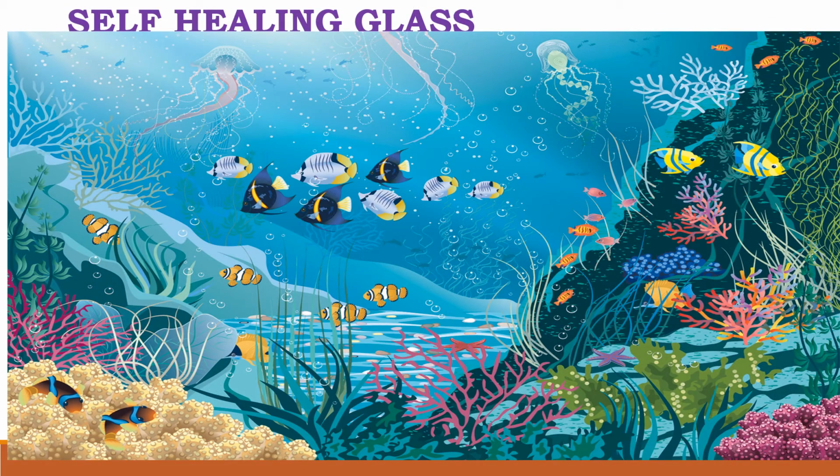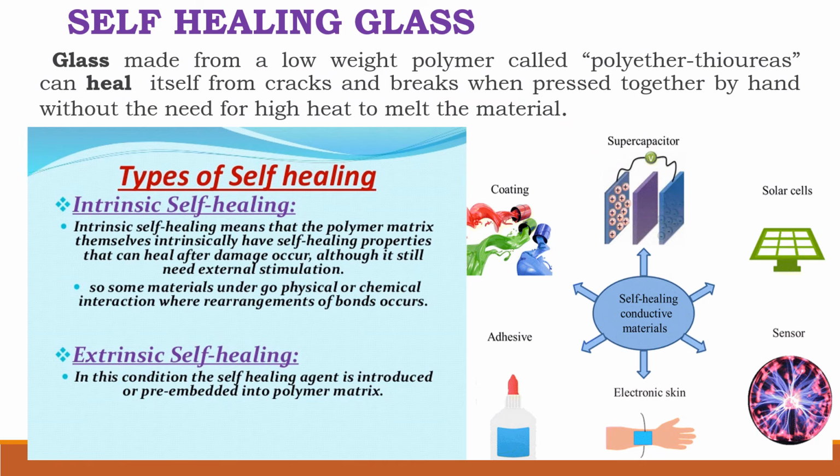Self-healing glass. Glass made from a low-weight polymer called polyether thioureas can heal itself from cracks and breaks when pressed together by hand, without the need of high heat to melt the material. So, two types of self-healing could occur. One is intrinsic self-healing and another is extrinsic self-healing. The difference between intrinsic self-healing and extrinsic self-healing is pointed out there.